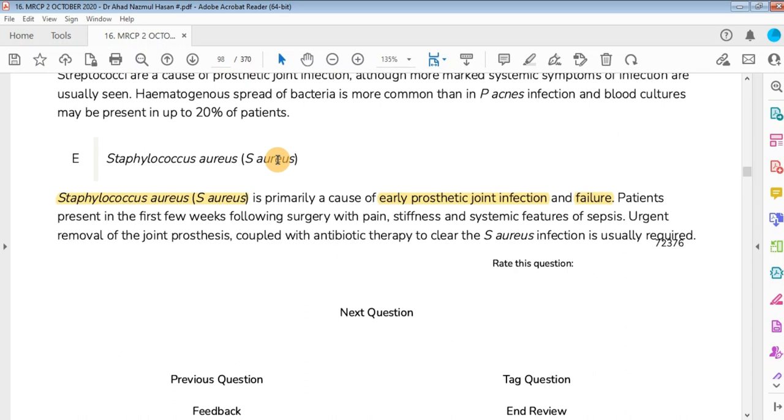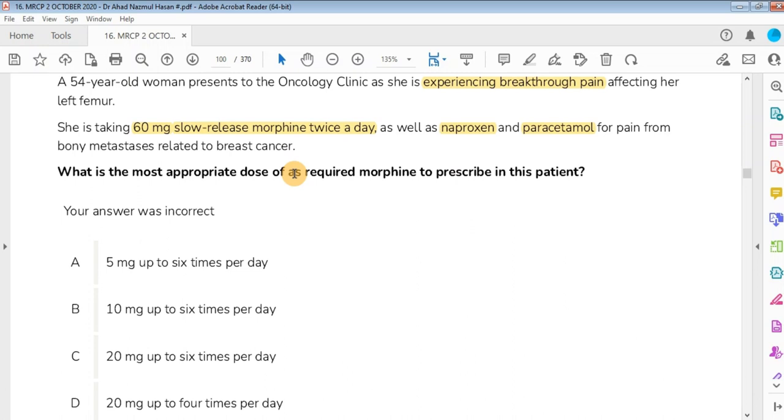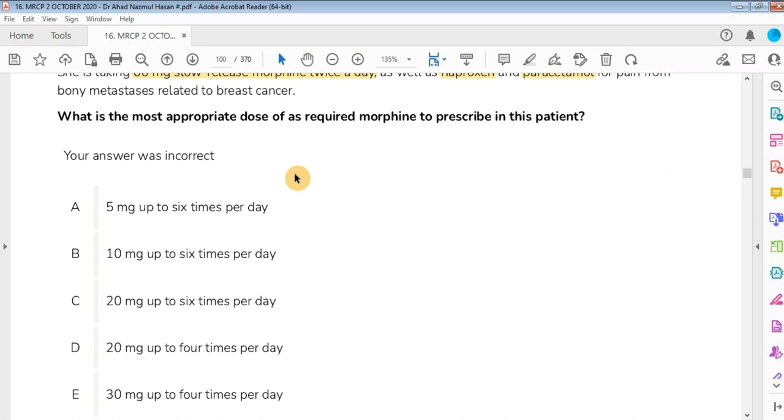Aureus is related to early prosthetic joint infection, aureus and epidermidis. Both, so staph aureus and epidermidis, both? So if the duration is within 2 months, the most common is the epidermidis, but aureus can also happen. If you have both in the options, aureus and epidermidis, then choose the epidermidis. If epidermidis is not in the options, you can choose the aureus.